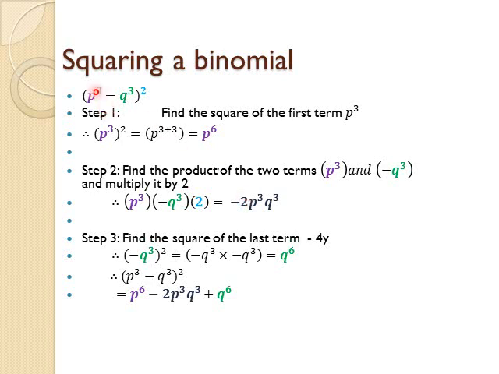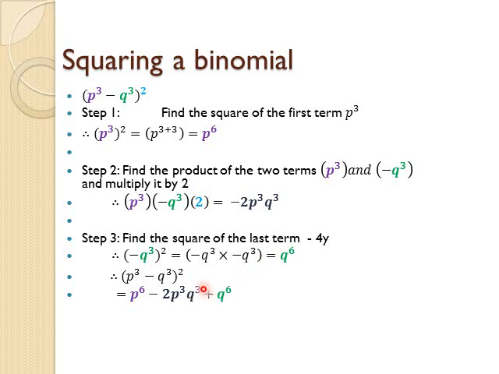Right, so in the next problem, I have (p cubed minus q cubed) squared, and they want us to find the square of the first term, p cubed. So there, p cubed times p cubed becomes 3 plus 3, which gives me p to the power 6. For the middle term, p cubed times negative q cubed times 2, which gives me negative 2p cubed q cubed. For the last term, negative times negative, q cubed times q cubed. So negative times negative is positive, q cubed times q cubed, 3 plus 3 gives me q to the 6.